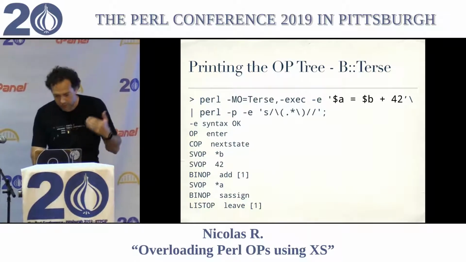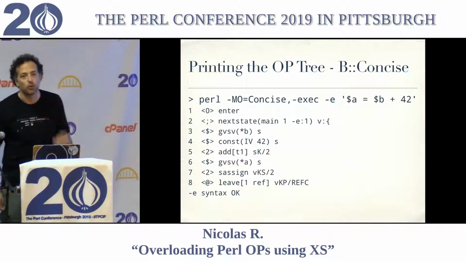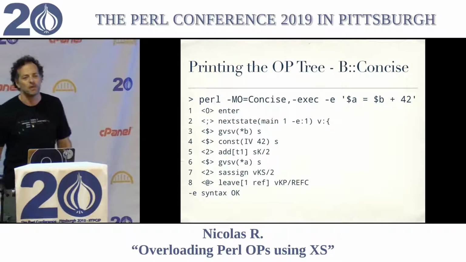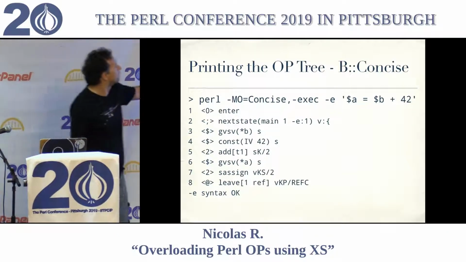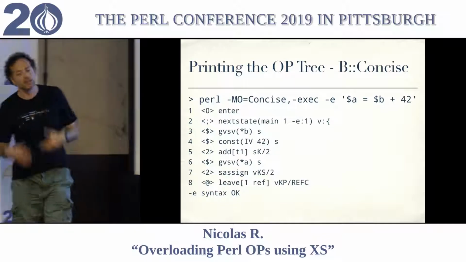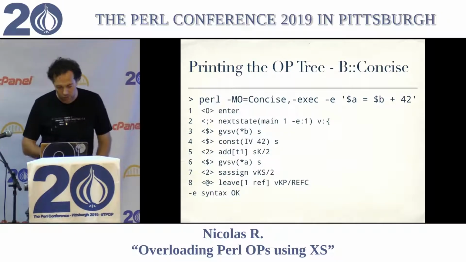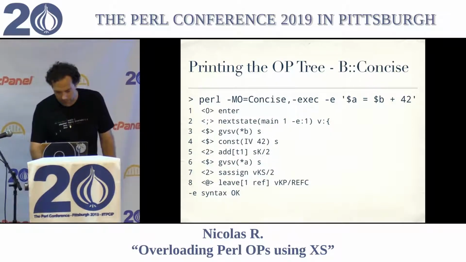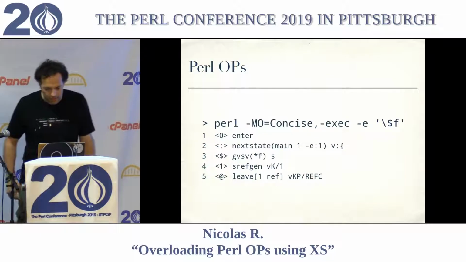Okay. So there is more than one way to print an op tree. You can also use Concise, which will give you much more valuable information. And here the ops are buried in the character inside the bracket. There is a mapping of every letter which corresponds to one op. So this is exactly the same thing, and we can see the same.